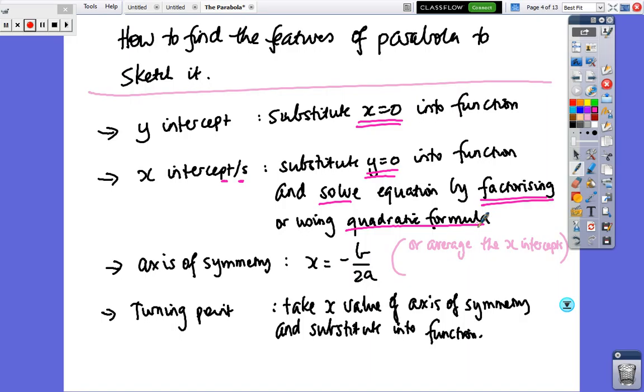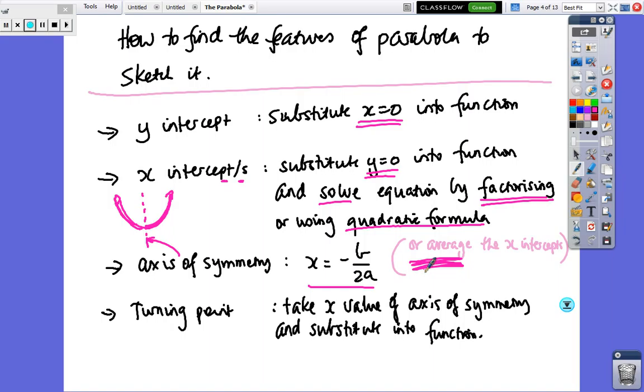The axis of symmetry is where the turning point lies. So the axis of symmetry is where you could put a mirror. So you can put a mirror there. So the shape on the left is the same as the shape on the right. And there's a little formula that you use, x equals minus b on 2a, or you can just average the x-intercepts. So if you've got two x-intercepts, you just average them. If you've got one x-intercept, when you average one number, you get the same number.